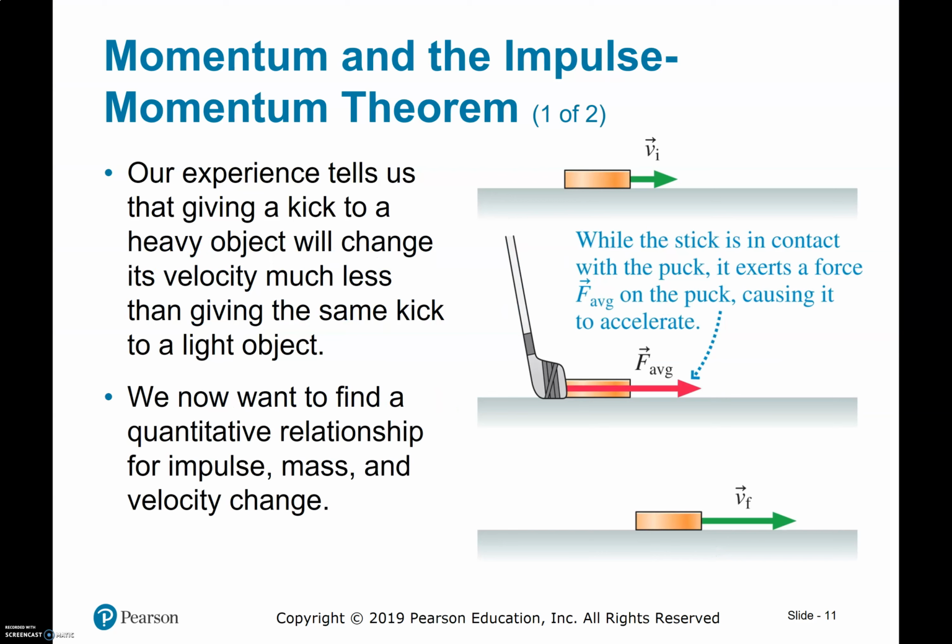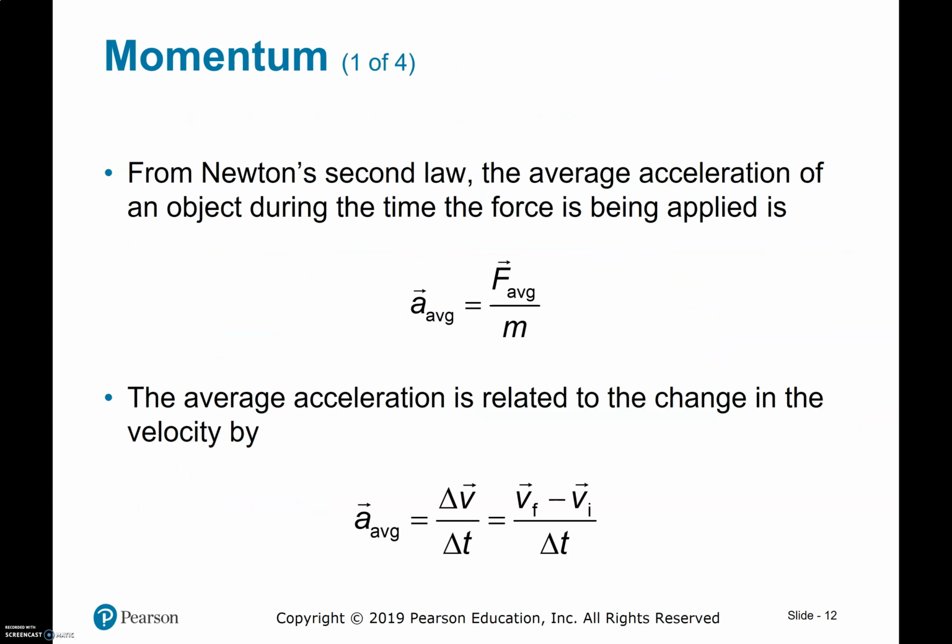The other concept that is related to impulse is momentum, and this is a very important concept in physics. It goes with the idea that heavier objects have more momentum. Imagine a big, heavy truck and a small car. Which one has the greater momentum? If they both have the same velocity, the truck will have the higher momentum. Let's see how we define momentum.